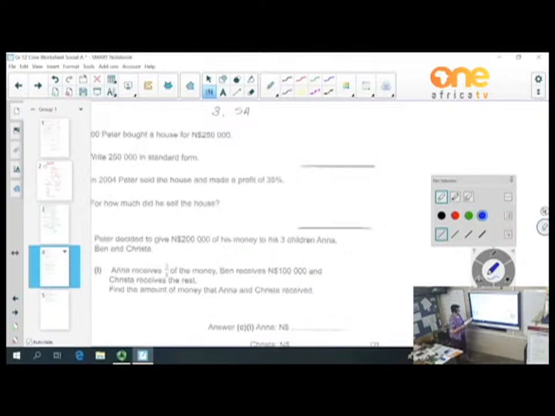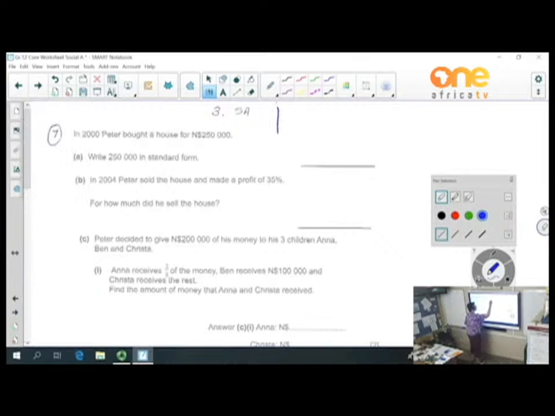Question 7. In 2000, Peter bought a house for 250,000. Write this in standard form. Right, Michelle, what is this in standard form? What is standard form? 1 digit times 10 to the power of n. Only 1 digit, only one number. So what will it be? 2.5. There is the 1 digit. 2.5 times 10 to the power of 5.